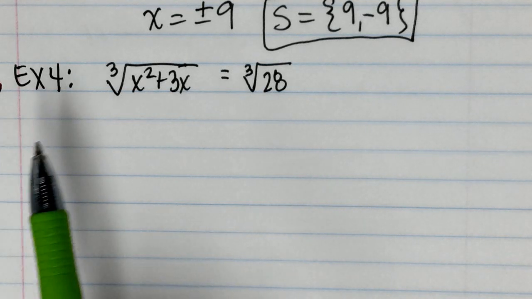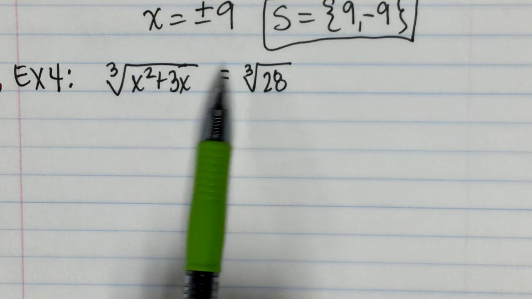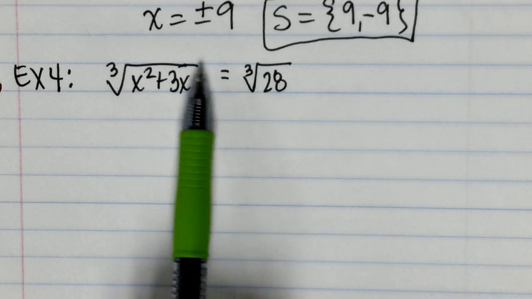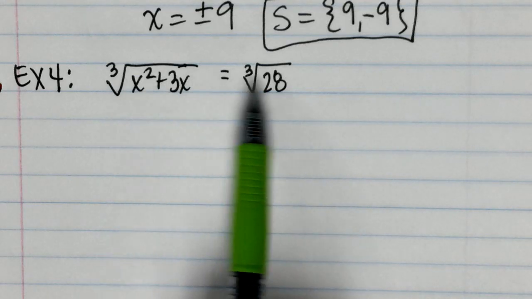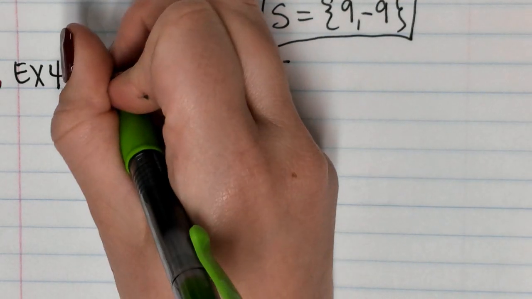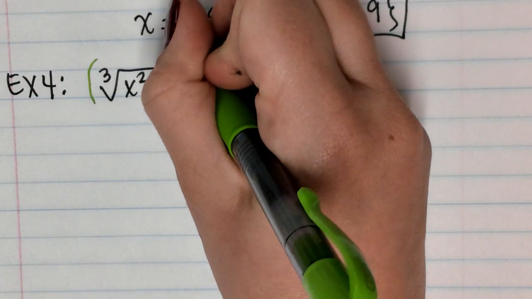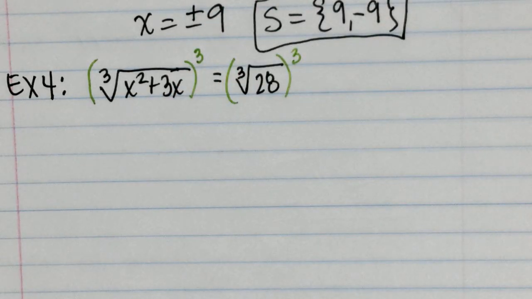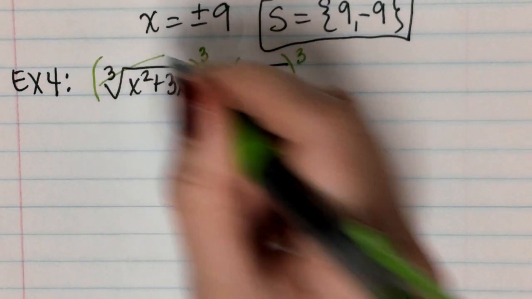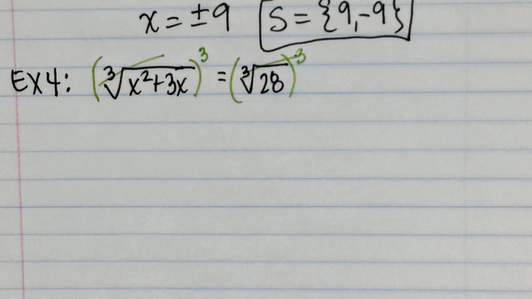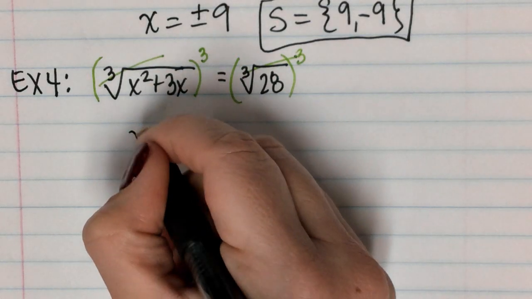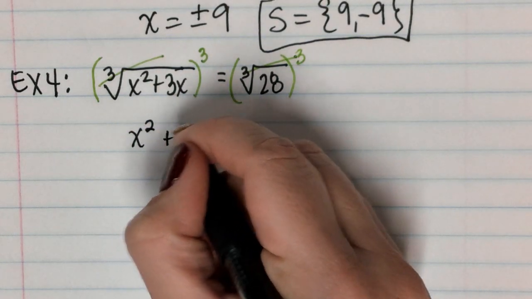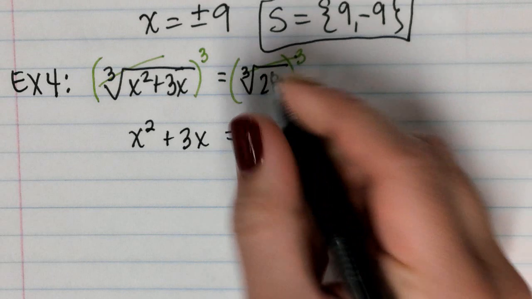So we've got separate cube roots. That's good. They're living on opposite sides of the equal sign. At least one of them is isolated. Actually, both of them are. So we can proceed right to cubing, and then we'll undo those cube roots so they're all gone. x squared plus 3x equals 28.